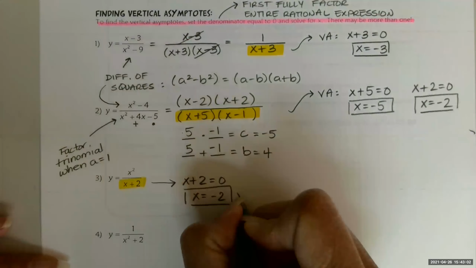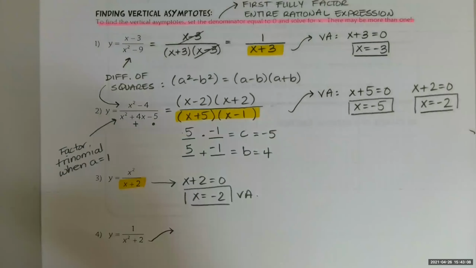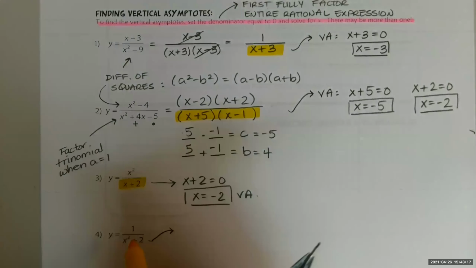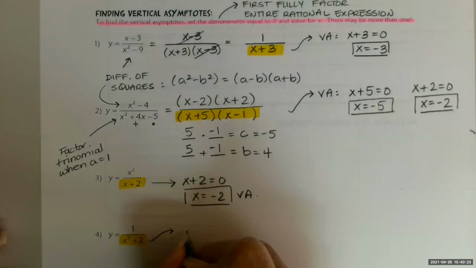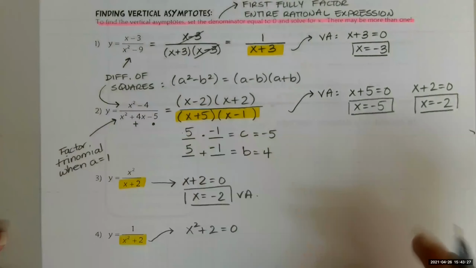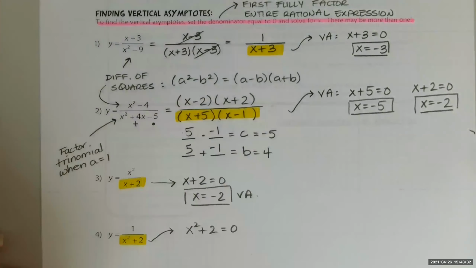But I want you to pay attention to situations that may happen, such as this. You would be tempted to try and factor the x squared plus 2. But even though it's raised to a second power, it's not factorable. So what you do is you take that factor and you set it equal to 0, despite the fact that you can't factor it. Well, you can't factor it into real numbers. Let me say that better.